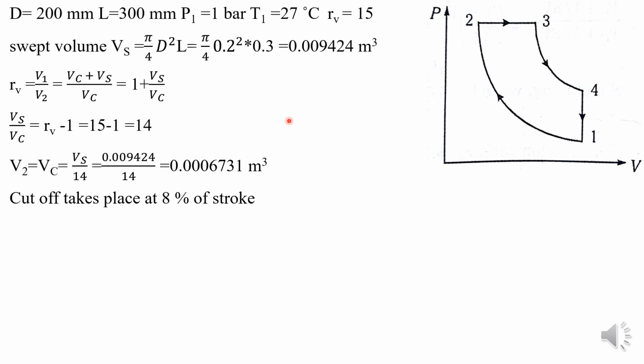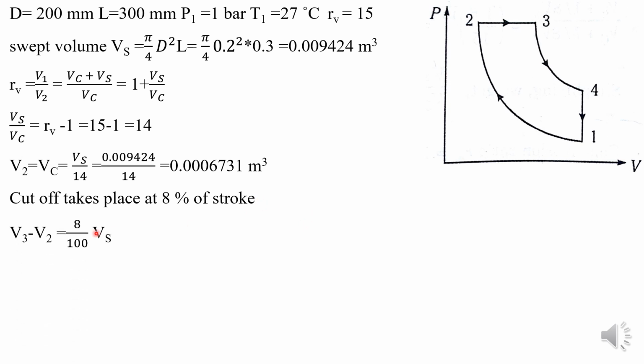Since it is a constant volume process, the pressure ratio is nothing but P3 by P2. Similarly, the cutoff ratio is nothing but V3 by V2. But in this case, they have given that cutoff takes place at 8%. They have not mentioned anything about a ratio. Hence, cutoff means V3 minus V2, which equals 8% of Vs.